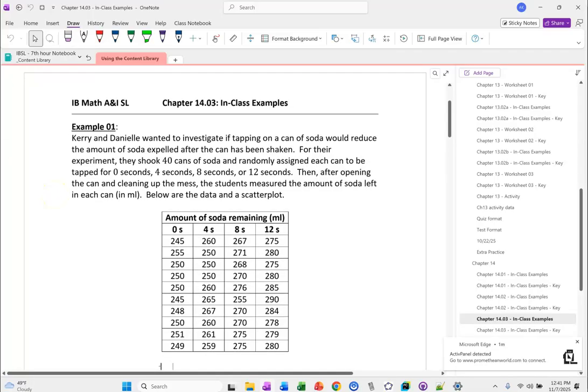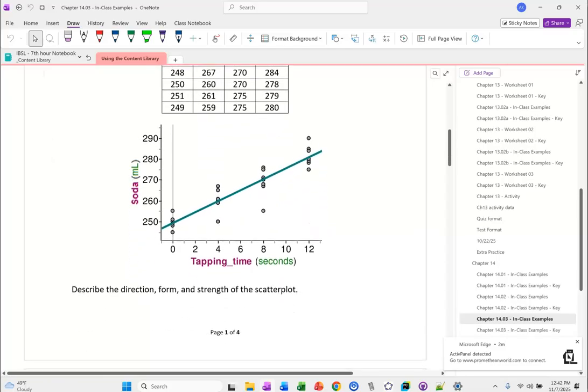In-class example. Carrie and Danielle wanted to investigate if tapping on a can of soda would reduce the amount of soda expelled after the can had been shaken. For their experiment, they shook 40 cans of soda and randomly assigned each can to be tapped for 0 seconds, 4 seconds, 8 seconds, or 12 seconds. Then, after opening the can and cleaning up the mess, the students measured the amount of soda left in each can. Below are the data and a scatter plot. So, 0 seconds of tapping, this is the amount of soda left in each of the cans. 4 seconds, that's the soda left, etc. Here's our scatter plot.